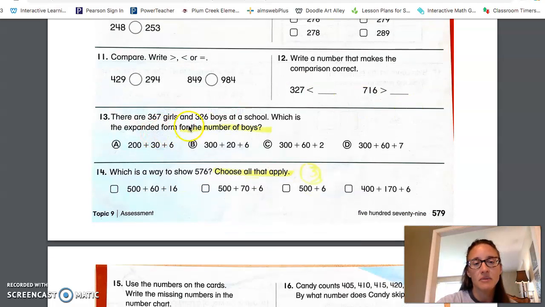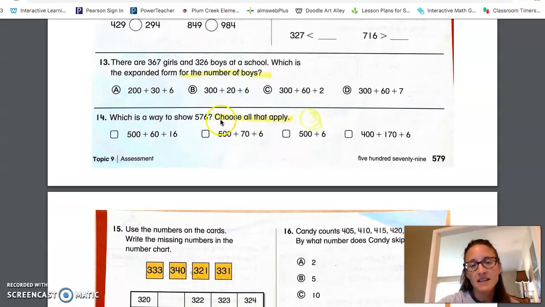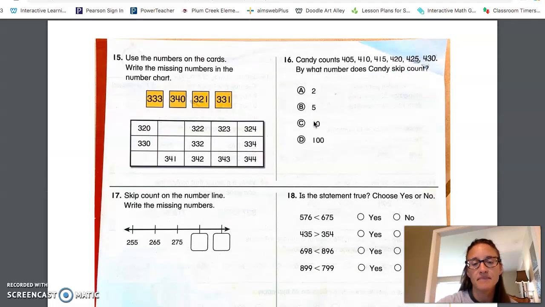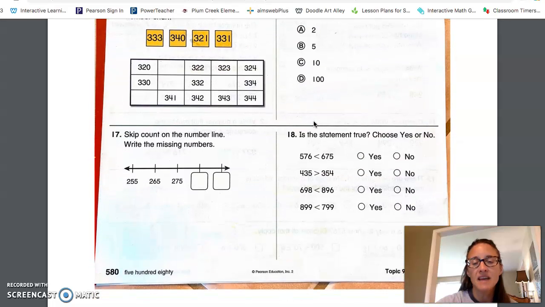Down here on number 13, there are 367 girls and 326 boys at a school, which is the expanded form for the number of boys. So I would remind them to look at the detail in that problem and look at what they're asking you for. Number 14, again, is choose all that apply. So on this one, there are 3 correct answers. And then I believe that is it.